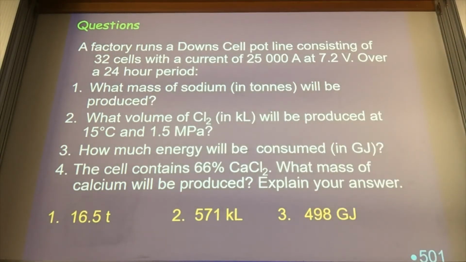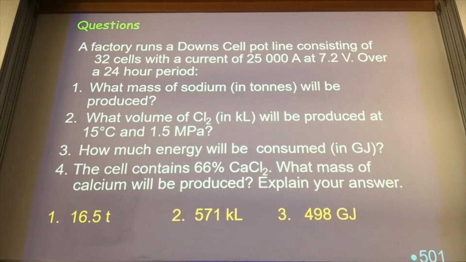Okay, now for solutions to the questions on the Downs cell. And what mass of sodium in tonnes would be produced when this cell runs? So again, we're starting off with electricity information. So Q equals I times t.